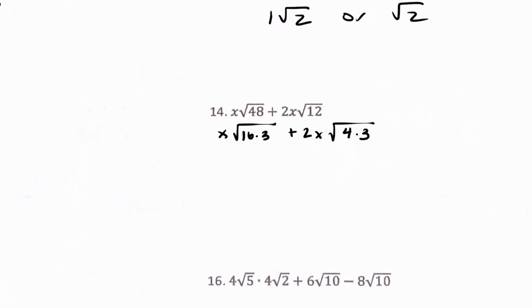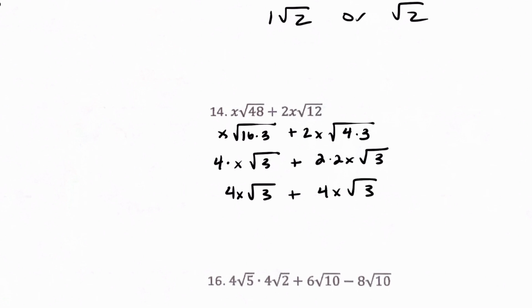And now I can go ahead and look at what I have now. The square root of 16, that's 4. 4 is going to go outside of the radical. So 4 times x root 3 plus, I have the square root of 4. I can take the square root of that, but I cannot take the square root of 3, right? So the square root of 4 is 2, so it's going to go outside of the radical. So 2 times 2x root 3. So now what I have is 4x root 3 plus 4x root 3.